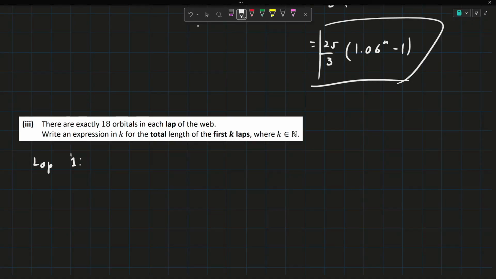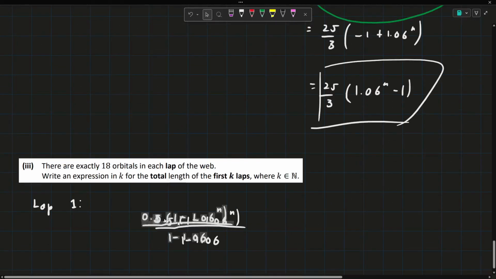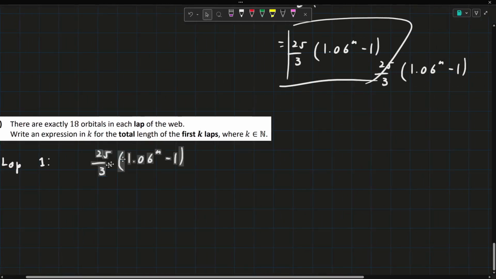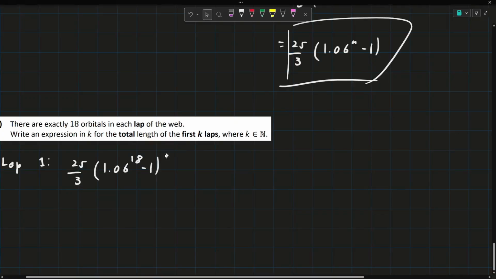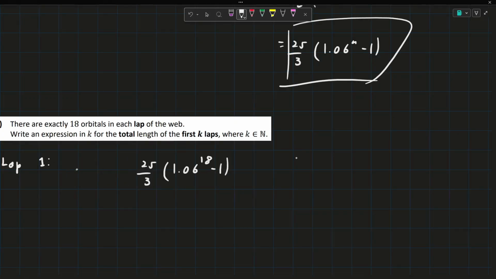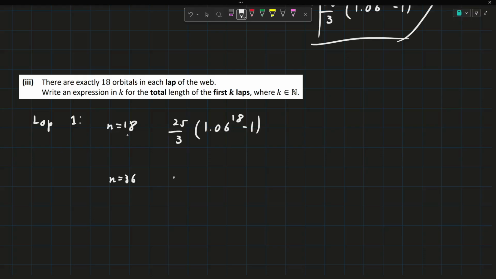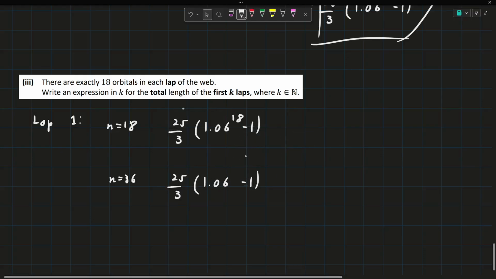So we look at lap 1. How long will that be? Well, that's going to be 18 orbitals added up. I'm going to take this formula. So we're going to have n equals 18 here, right? I'll write that down the side, because we're adding up 18. Then for 2 laps, that's going to be 18 times 2, so we're going to have n equals 36. Again, we have this formula, except instead of adding up 18, we're going to add up 36. And that'll give us 2 laps.